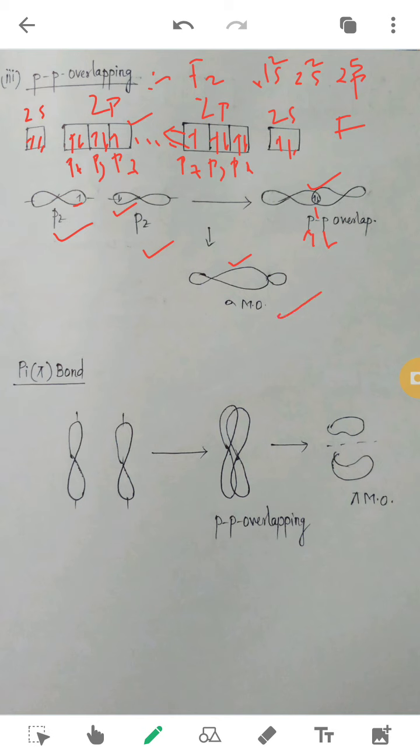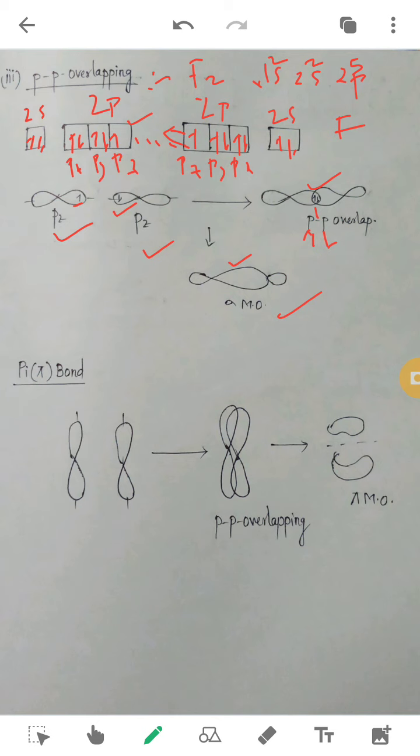So in the sigma bond, we are seeing ss overlapping, we are seeing sp overlapping, and we are also seeing pp overlapping. In the case of pp overlapping, of course, p orbitals will be involved in both the atoms, and it should be a head-on overlap. Then only the covalent bond formation will happen.